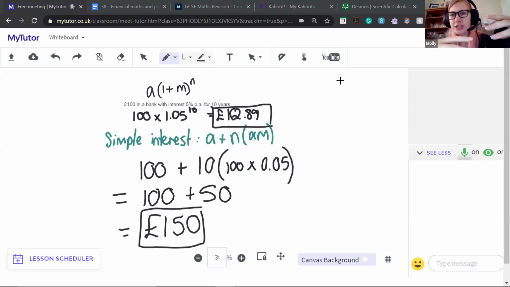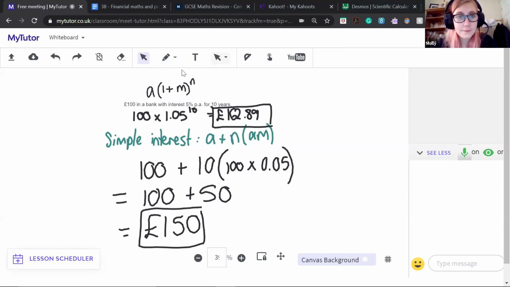But it is used occasionally, maybe with smaller loans. If you take out a specific loan, I think that this is probably used. I'm actually not 100% sure, but it is used, just not as widely as compound interest. But it is really important to know the difference between them. So I'll give you guys one to do.